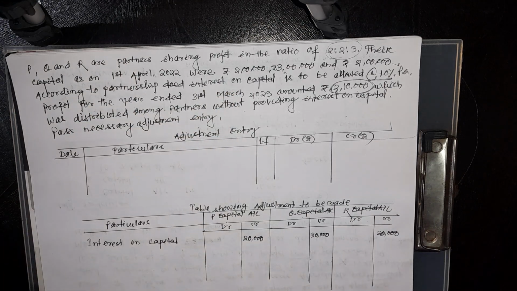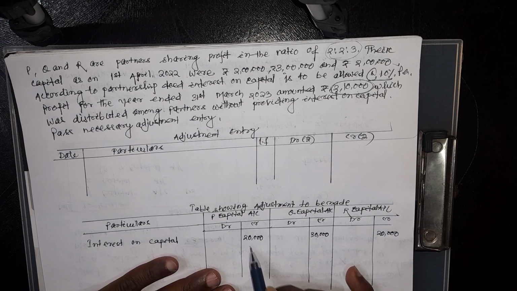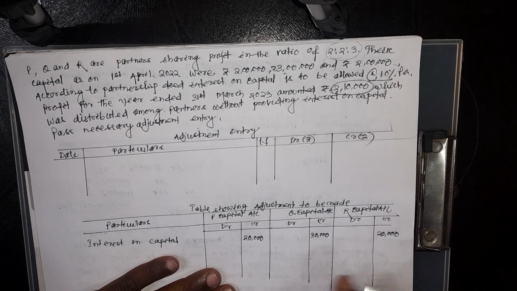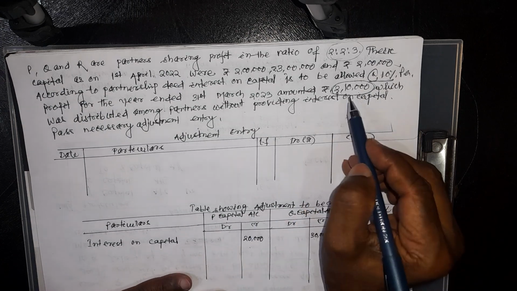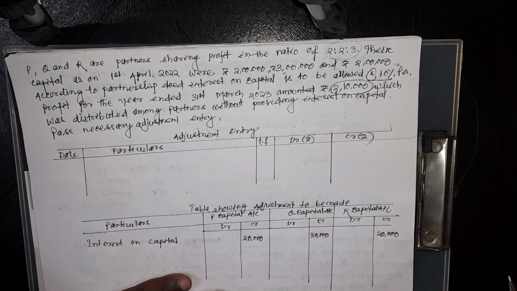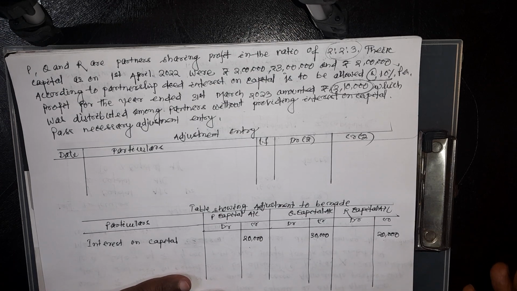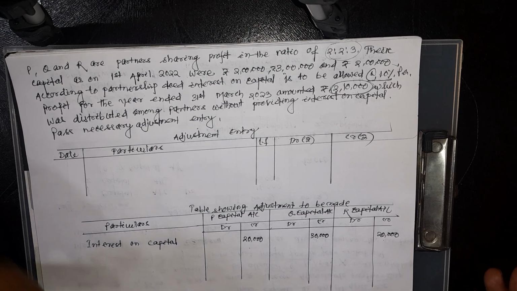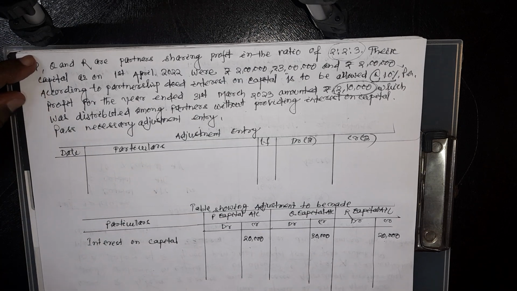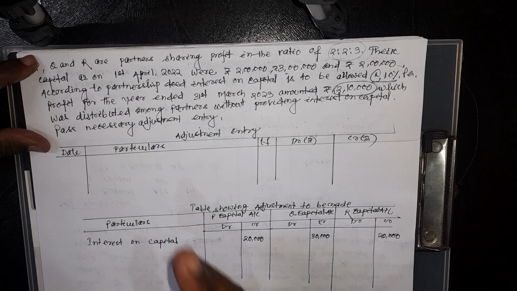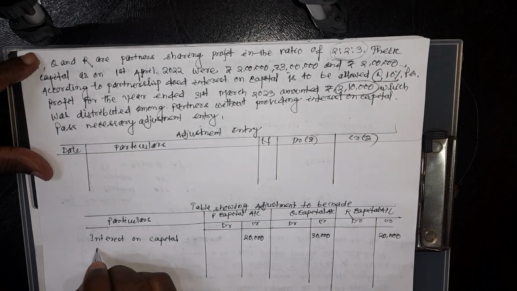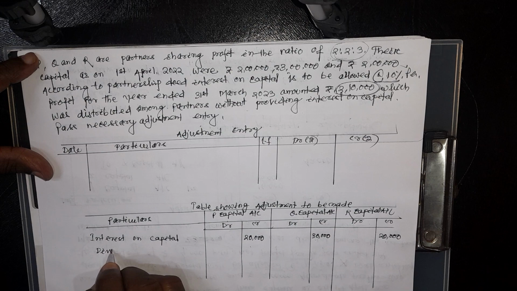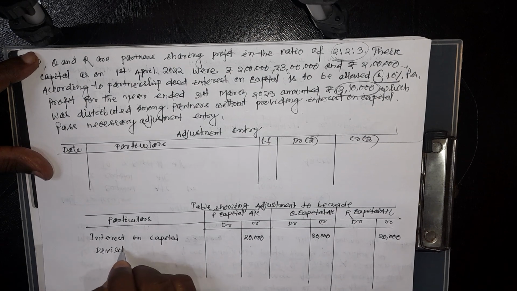So what is the total amount of interest on capital? 20,000 plus 30,000 plus 20,000, total 70,000. So what is the total profit? 2 lakh 10,000. Out of 2 lakh 10,000, 70,000 will be given as interest on capital. What is the remaining? 1 lakh 40,000. That 1,40,000 should be shared among the partners in their profit sharing ratio. So you can write divisible profit.